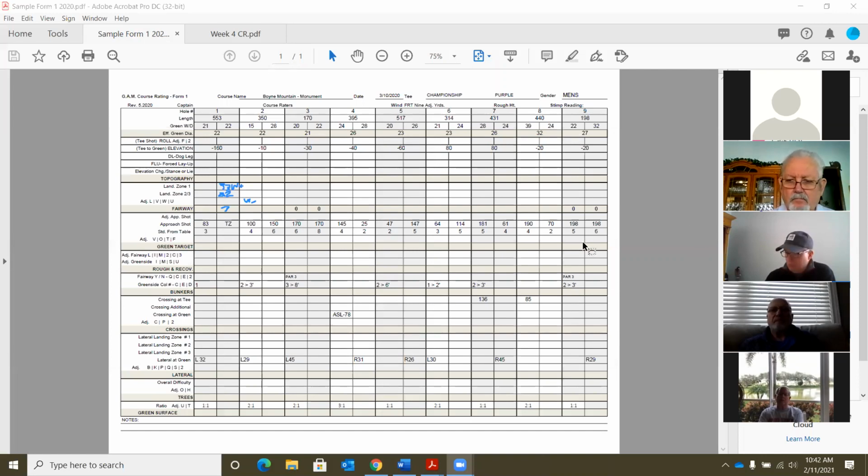I'd like to make a comment. This is Bob Carter. I can only recall one hole in my entire career where I could not determine where the fairway was.